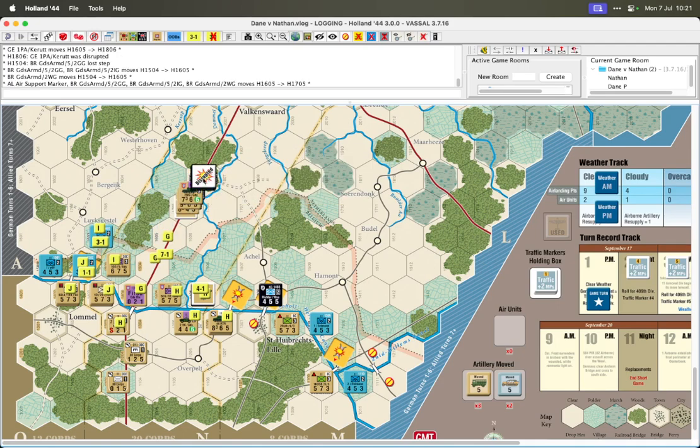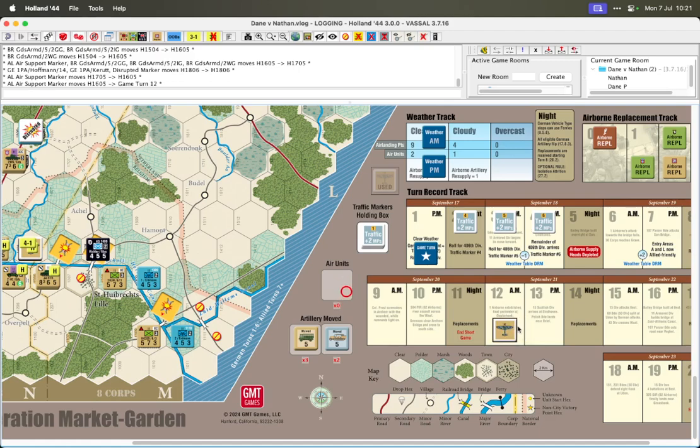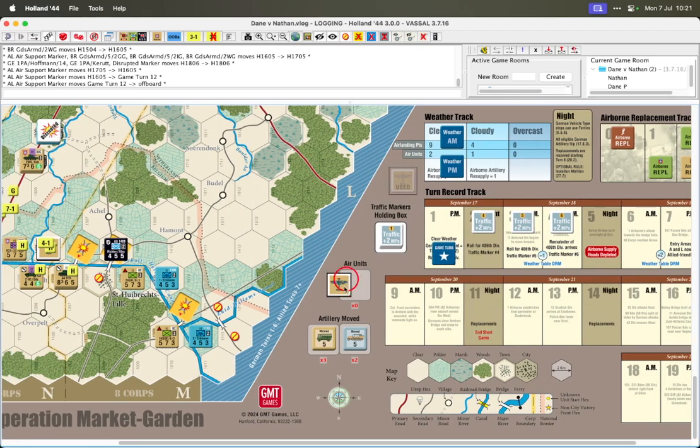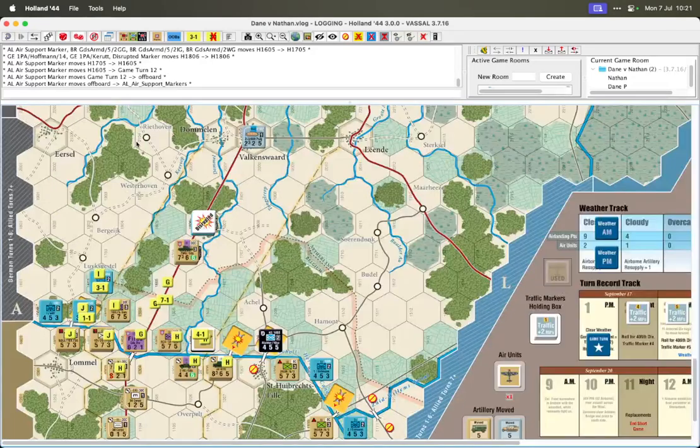Is that right? No, not the air marker. Yeah, you can just put that over on the side now if you want. Put it over on the track. It's done. Okay. G done.